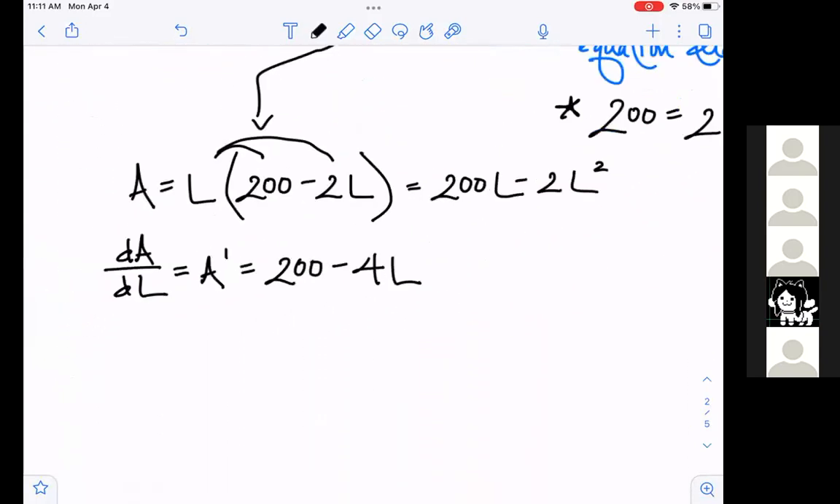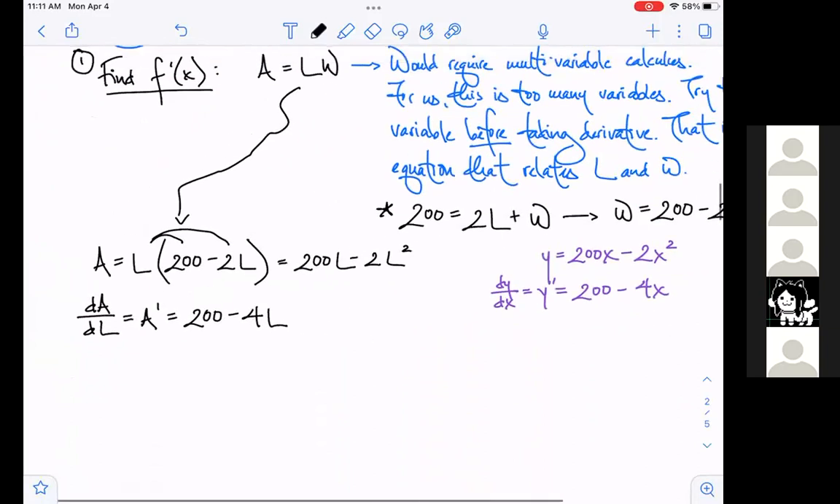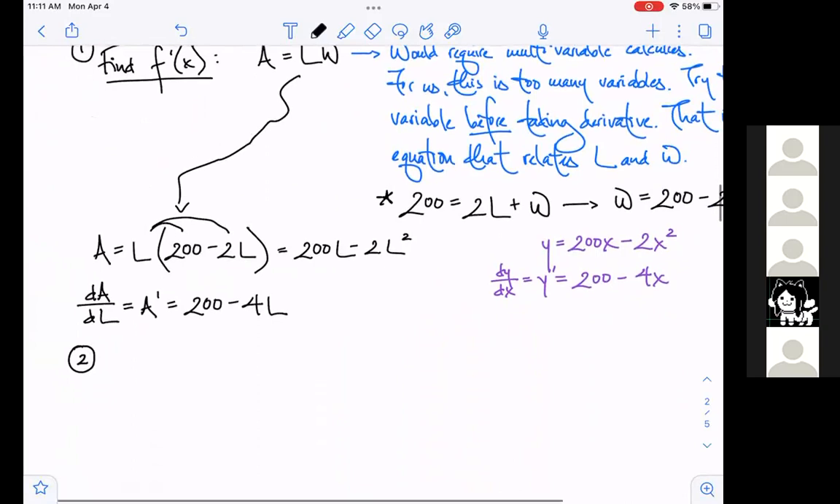All right, so we've got our derivative here. What do we do after we find our derivative? Yeah, we want to set it equal to 0. Why are we setting it equal to 0?